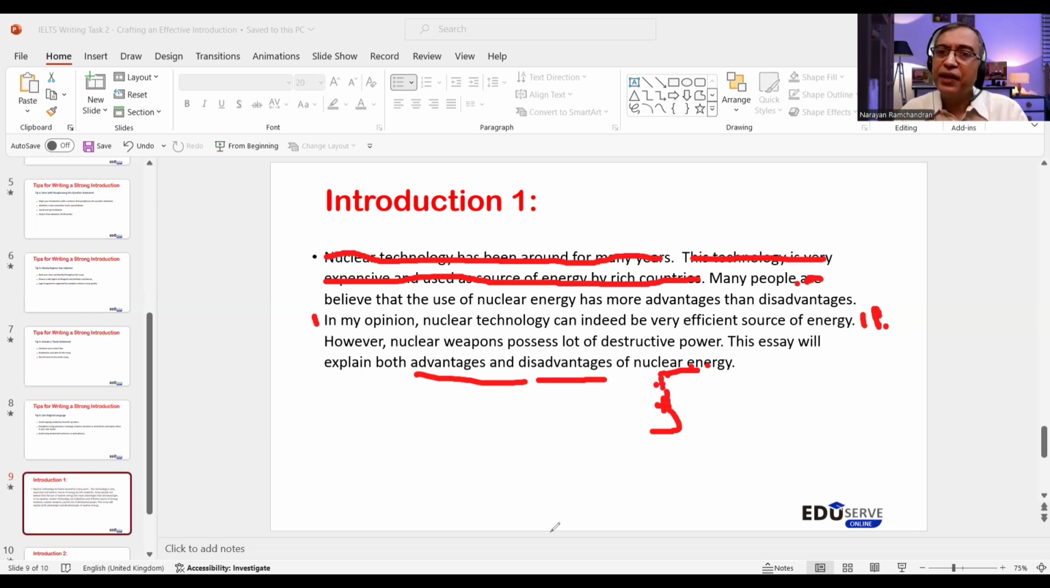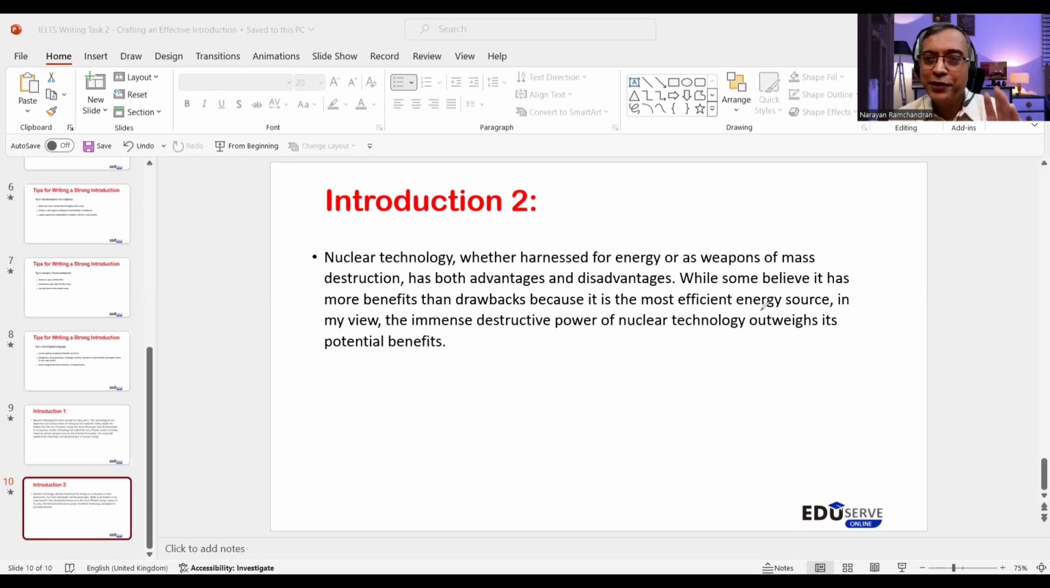Now let's look at how this essay can be improved to get a higher band score. Now, this is the new and improved introduction, which will get a higher band score, possibly 7.5 or higher. Now let's read it. The first line is clearly the paraphrase sentence. He's paraphrasing from the question statement, and it says, nuclear technology, whether harnessed for energy or as a weapon of mass destruction, has both advantages and disadvantages. And then it says, while some believe it has more benefits than drawbacks because it is the most efficient energy source, in my view, the immense destructive power of nuclear technology outweighs its potential benefits.